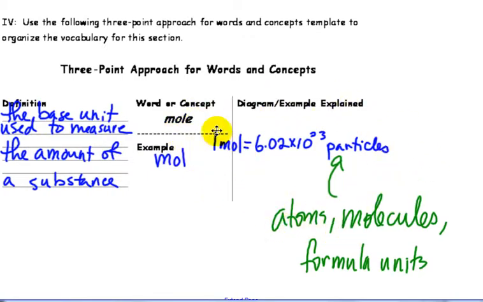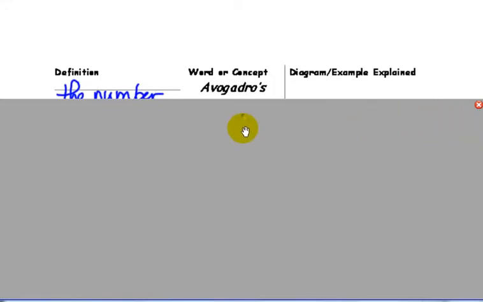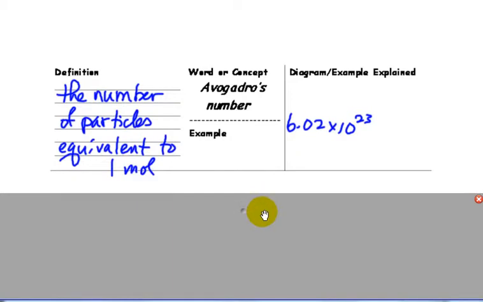So 1 mole equals 6.02 times 10 to the 23rd things or particles, and as we've seen, of course, those particles could be atoms, molecules, or formula units. And of course, Avogadro's number represents how big a mole is in terms of how many atoms, molecules, formula units, or things. 6.02 times 10 to the 23rd.